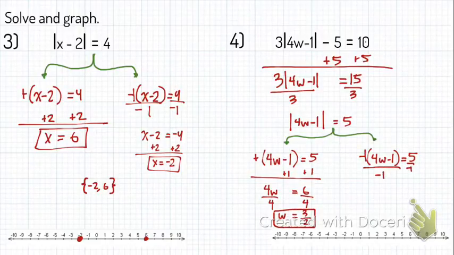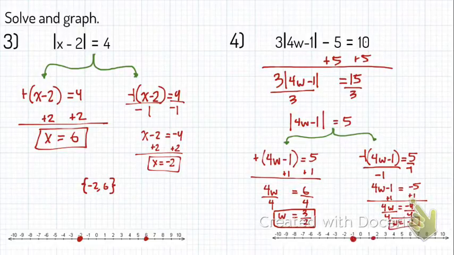Second one, we're going to divide both sides by negative 1, so we get 4w minus 1 is equal to negative 5. Add 1 to both sides. 4w is equal to negative 4. Divide both sides by 4, and we get w is equal to negative 1. And plot my points. Okay? You might want to pause the video here for students to write anything down before we go to the next one.